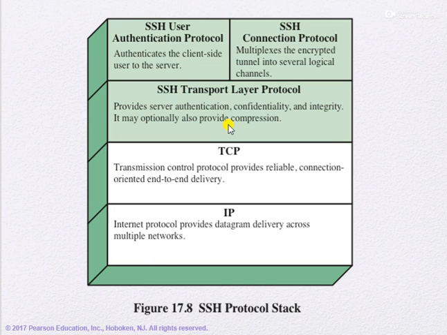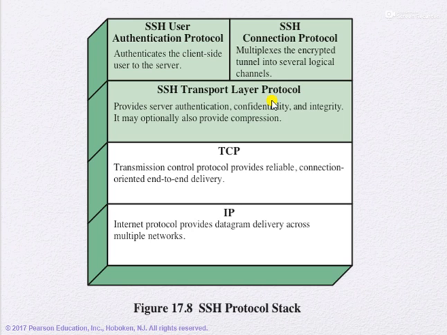Okay, this diagram shows the SSH protocol stack. SSH runs on top of TCP. It is not just one protocol. SSH is not a single protocol; it consists of three protocols. Like TLS has multiple protocols, SSH consists of three protocols, which are the SSH transport layer protocol, the SSH user authentication protocol, and the SSH connection protocol.